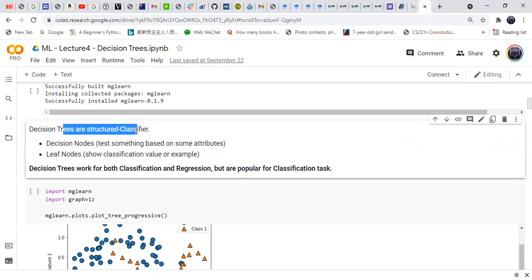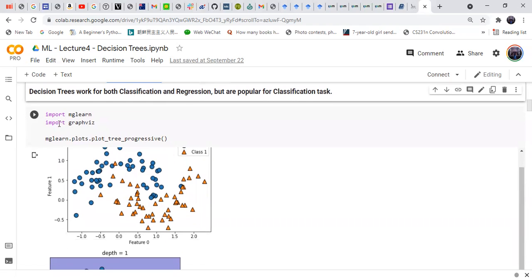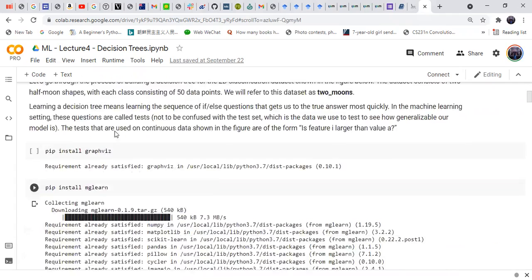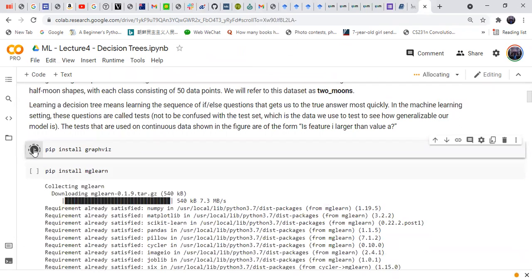Decision trees are structured classifiers. Decision nodes test something based on some attributes, and the leaf nodes show the classification value or the example. Decision trees work for both classification and regression, but generally decision trees are popular for classification tasks. So here we are going to learn the mglearn library. I run these codes one by one so that we can judge it.